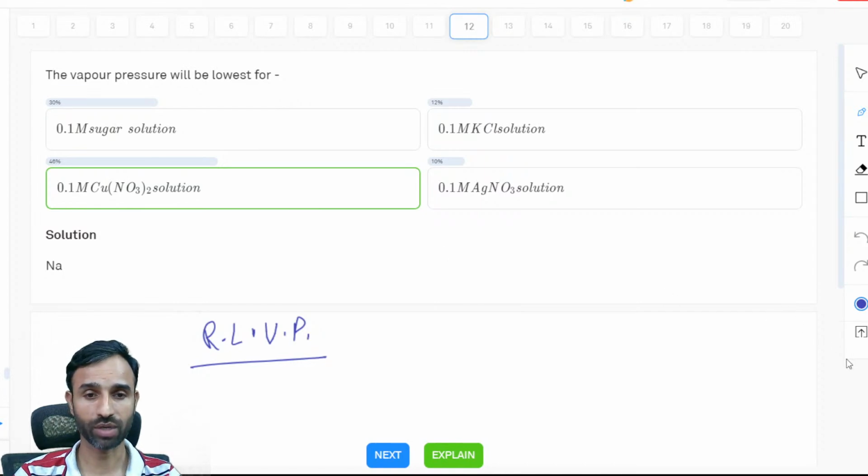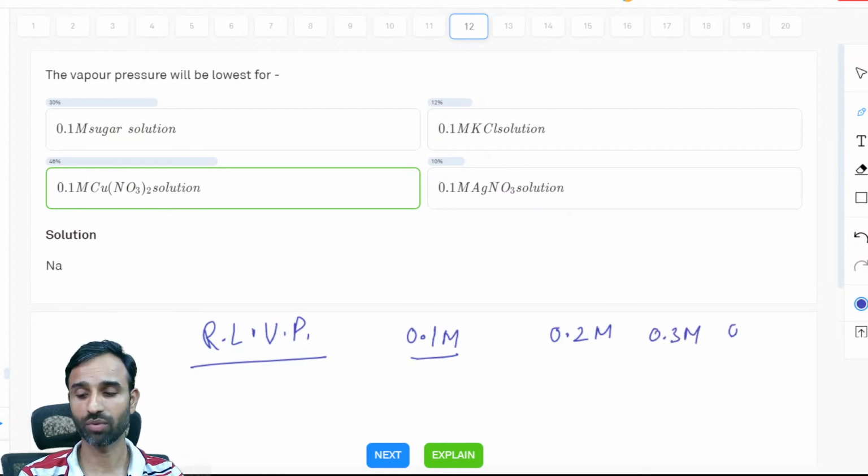Okay, so only 46% will give the right answer. First case 0.1, second 0.2 because KCl will give 2 ions, copper nitrate will give 3 ions, so it is 0.3, and silver nitrate will give 2 ions, so 0.2. So in this way 0.3. Okay, so that's why the third is the right answer.